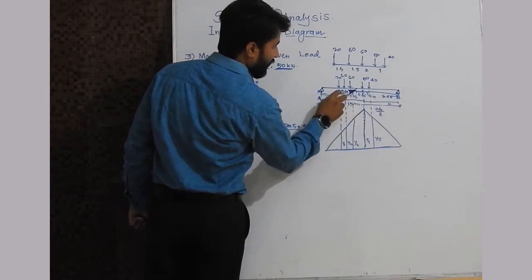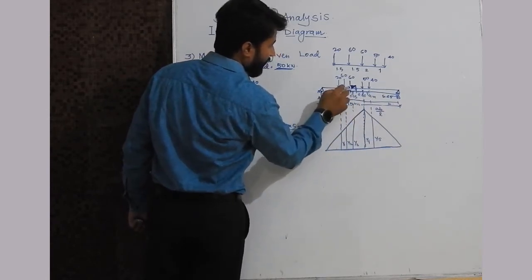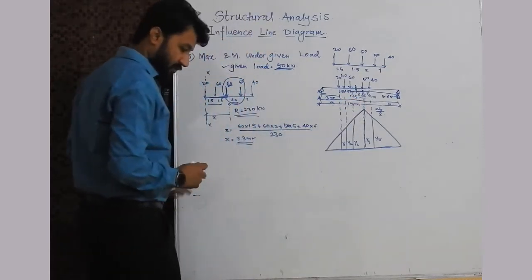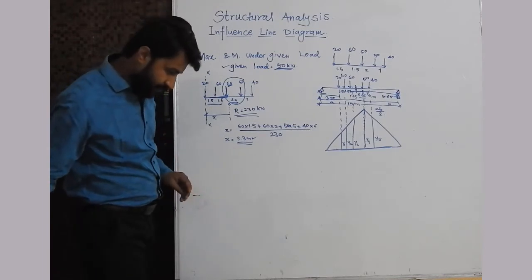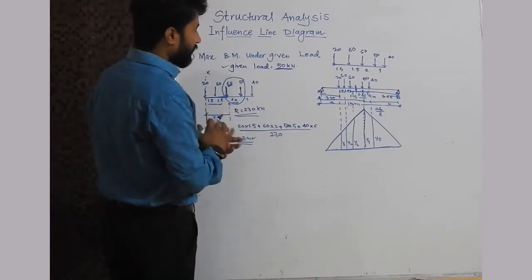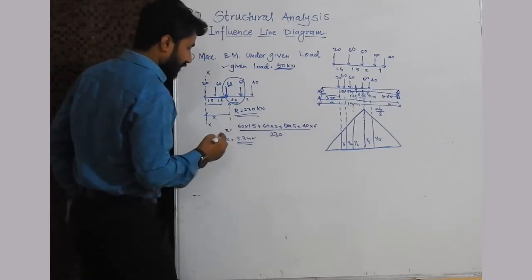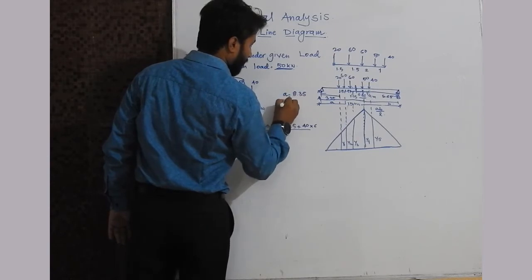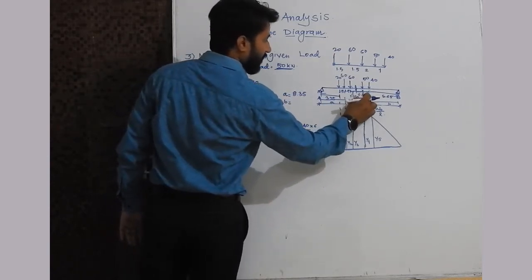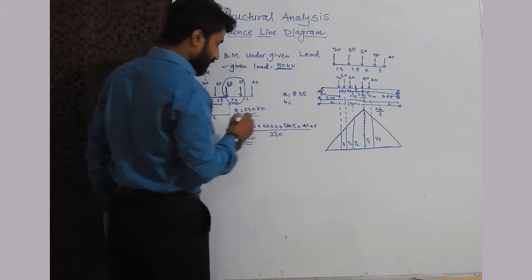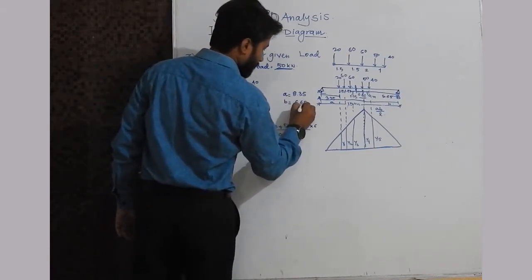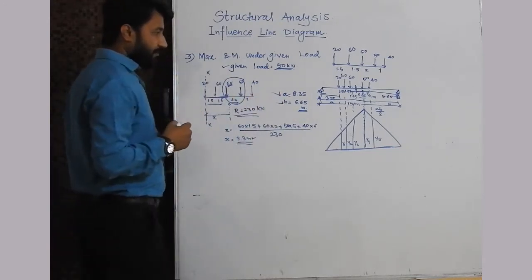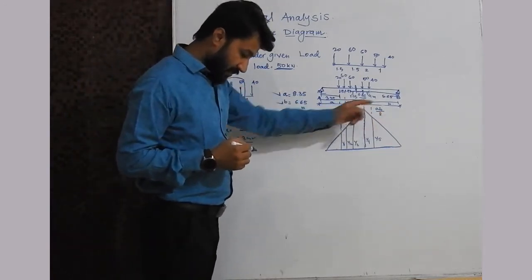So this distance is 7.5 from A. So we will add this 7.5 with this 0.85. So value of A will be 7.5 plus 0.85, 8.35. The value of A will be 8.35, and the value of B will be, we will deduct this 0.85 from this 7.5, so value of B will be 6.65 meter.